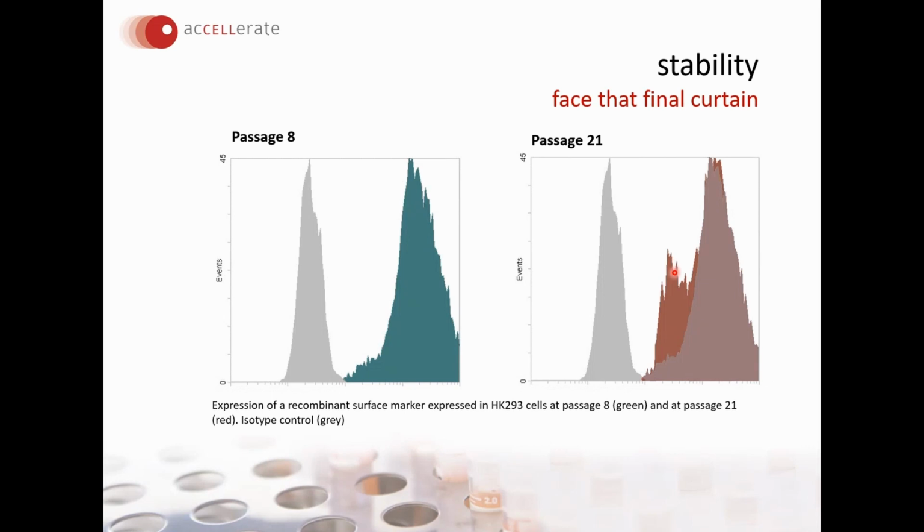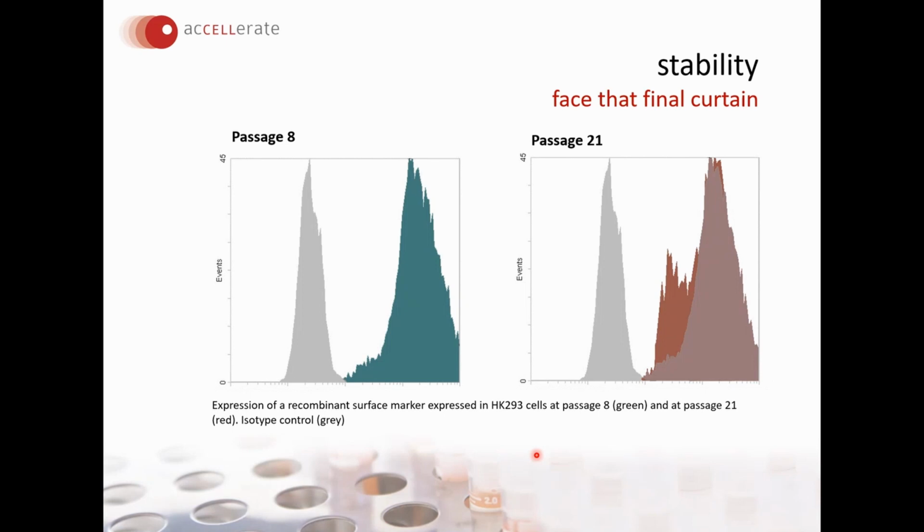So there is an increasing amount of cells which lost the strong expression of your target. So this is something which indicates that stability or aging of the cells can be a critical part which you need to observe.